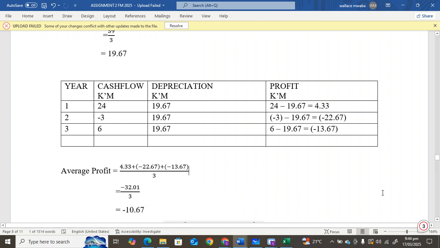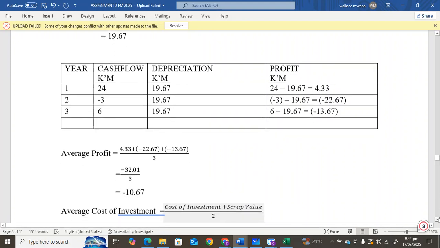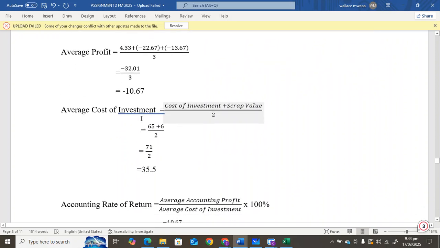Once you've got your average profit, you get your average cost of investment, which is the cost of investment plus the residual or scrap value divided by 2. So you can say 65 plus 6, that is 71. 71 divided by 2, 35.5.